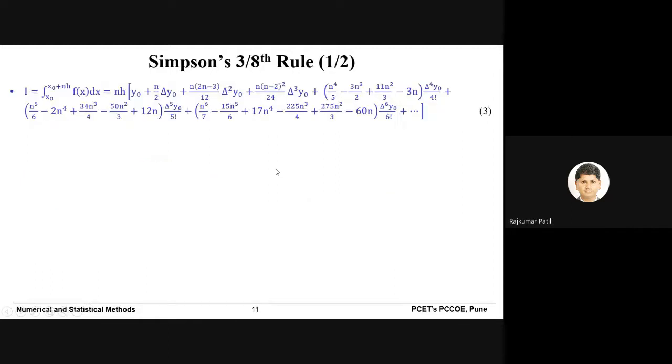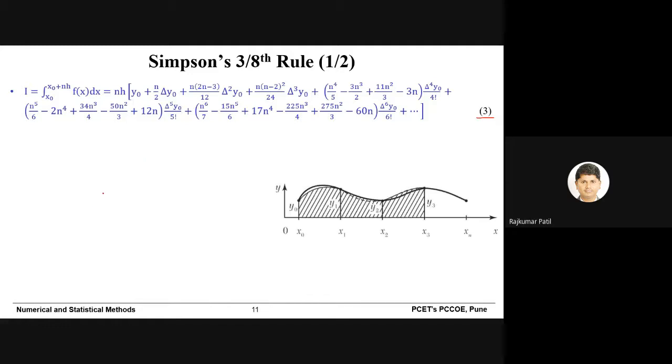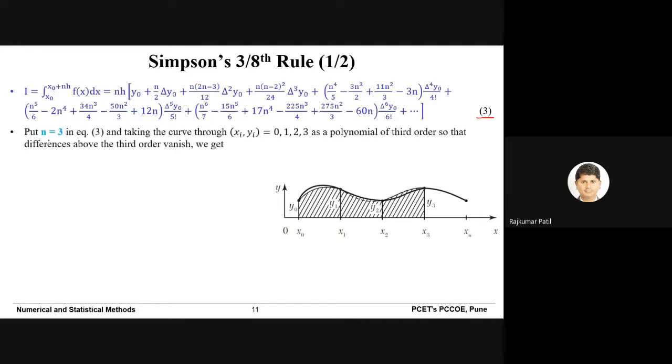Now we will move ahead for Simpson's 3/8 rule. And here what we do, again we consider the Newton-Cotes formula, and here we put n equal to 3. So you can see here, we are putting n equal to 3 in equation number 3. So in trapezoidal rule, we put n equal to 1. In Simpson's one-third rule, we put n equal to 2. But in case of Simpson's 3/8 rule, we put n equal to 3.